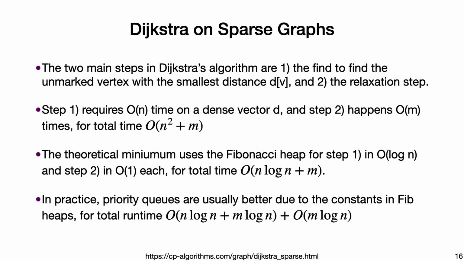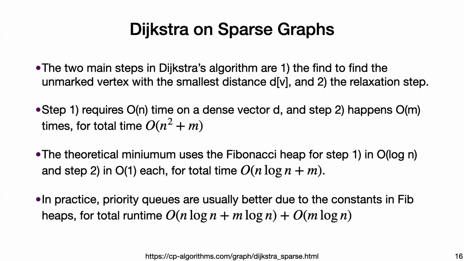On a dense vector, step 1 takes order n time, because you have a dense vector D, and just serially, ignoring parallelization for a second, it takes n time to do a reduction on a vector of length n. And step 2, the relaxation step, happens order m times, one for every edge that you have. So the total time would be n squared plus m, because there are n rounds, and you have to do this n times, which is fine. If your graph is dense, it is fine, but it is not necessarily optimal if it is sparse.